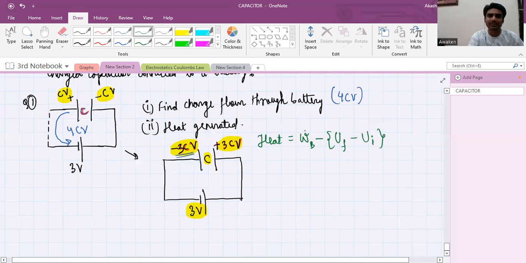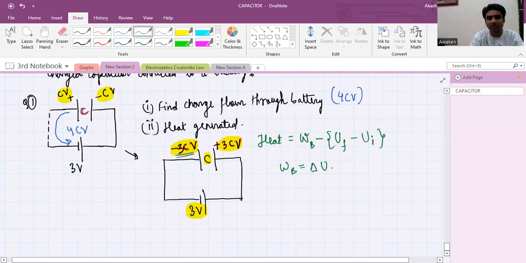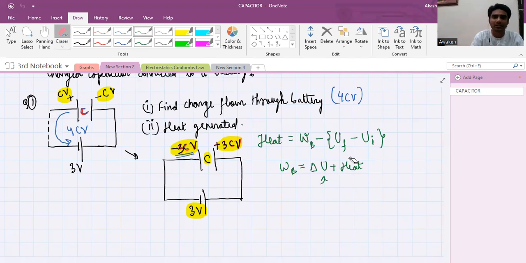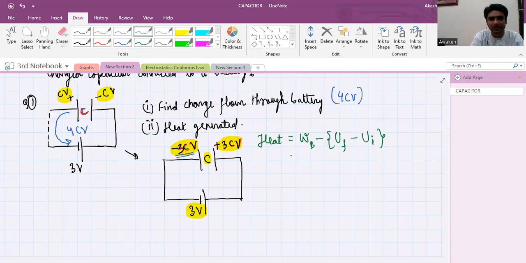Because the work done by the battery has two contributions: one in increasing the potential energy, equal to delta U, and another one will go as heat. From there we get the formula that heat equals work done by the battery minus delta U. All right. So what is the work done by the battery in this case? We need to find the heat. What is the work done by the battery?